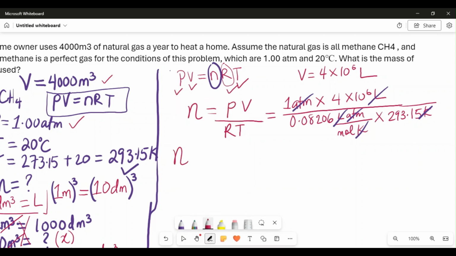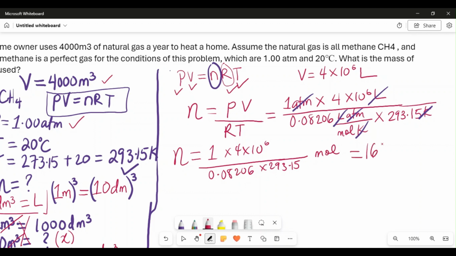So the number of moles is now going to equal 1 times 4 times 10 raised to the power 6 divided by 0.08206 times 293.15. I'm rewriting this for all the students who may not be able to see clearly. You input all this information in your calculator to get 166,279.5 moles.